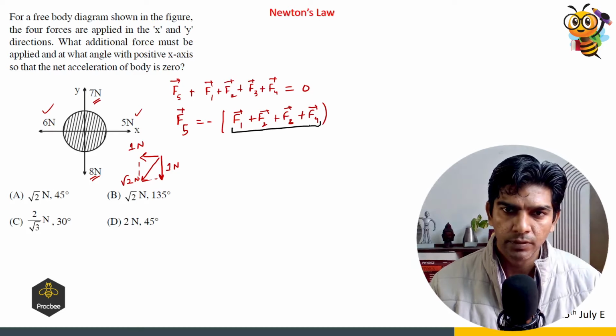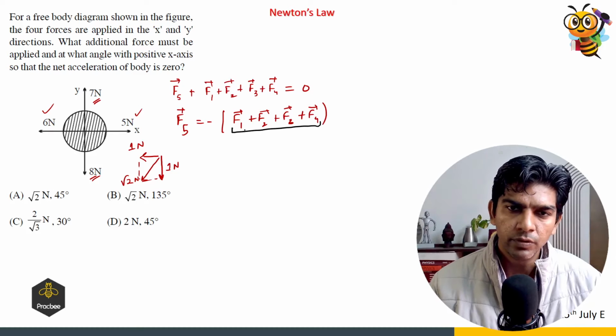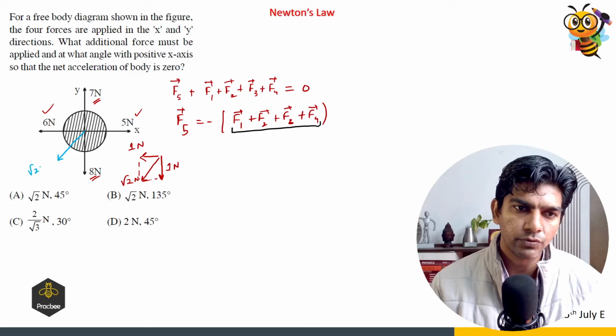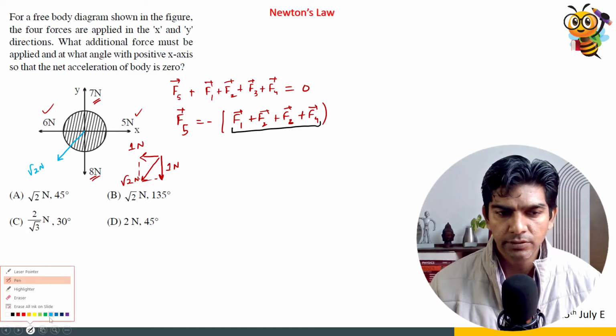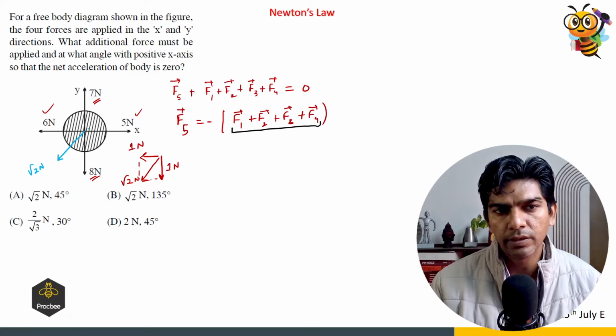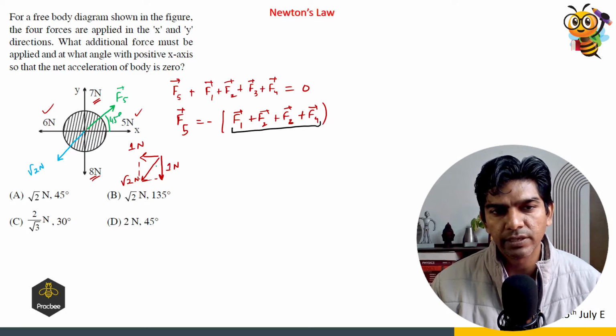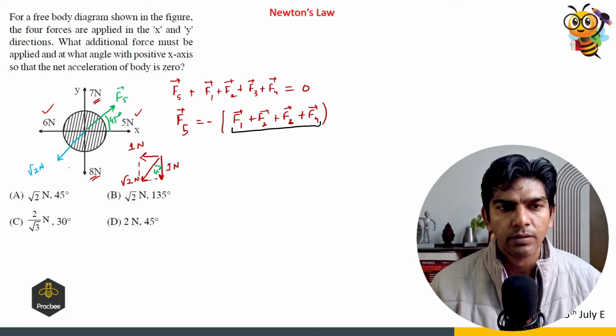So the resultant of F1, 2, 3 and 4, let me show this with this color. It is in this direction, and this force is root 2 Newton. So we have to exert an equal and opposite force in this direction. So that is F5. F5 will have magnitude the same as root 2 Newton, and this angle will be 45 degree, because this angle is 45 degree. So root 2 times, so option A is the right answer.